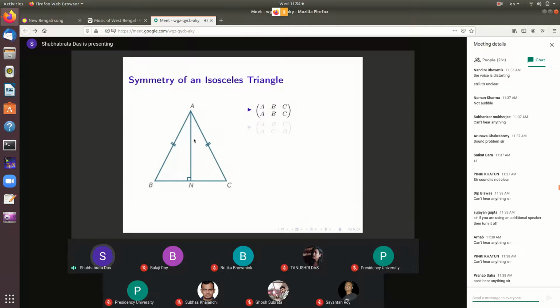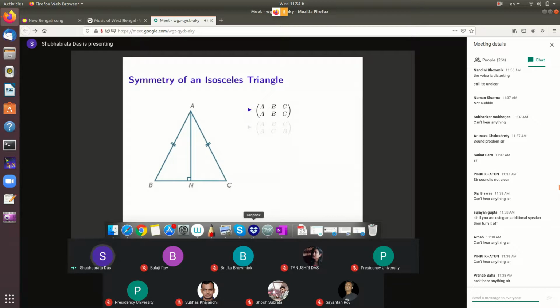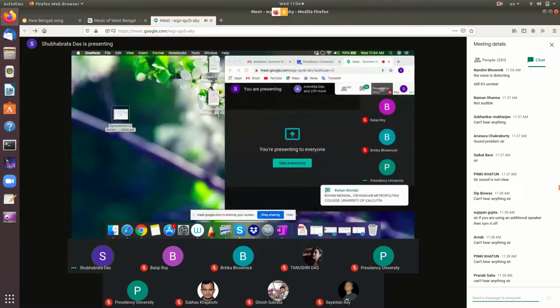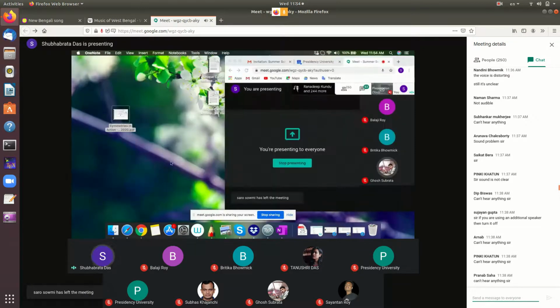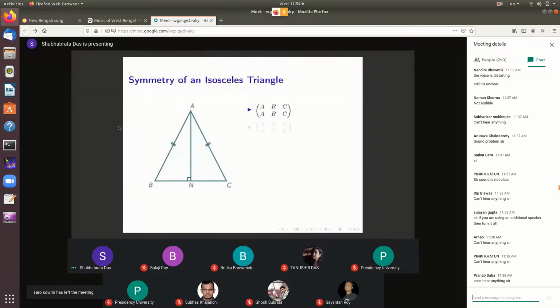This object, an isosceles triangle. If we go to the next picture, sorry, change, just a minute. Yeah, back.